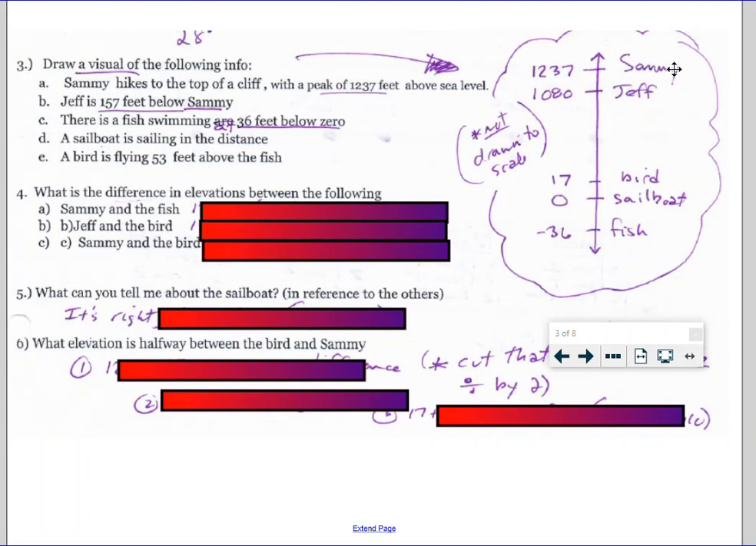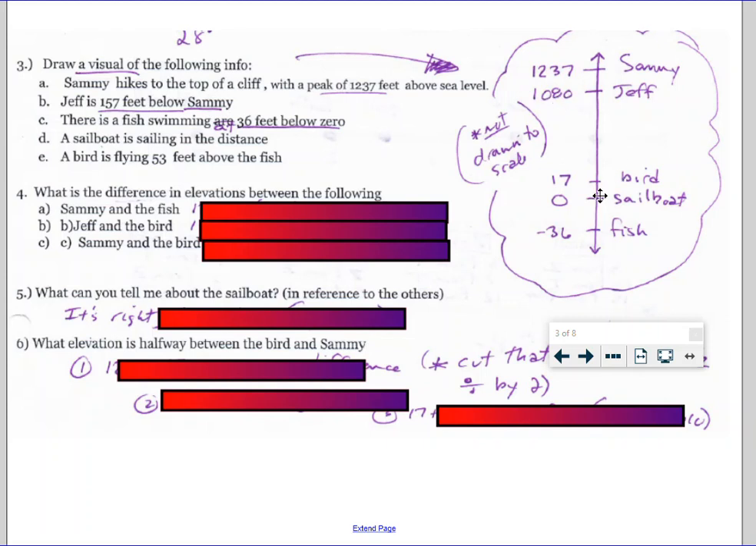Sammy was at the highest point at 1,237 feet. Jeff was a little bit below him, and exactly how much? Well, that's this number right here, 157 feet below Sammy. So that's how I got to that. I did this minus 157, and I end up at 1,080.